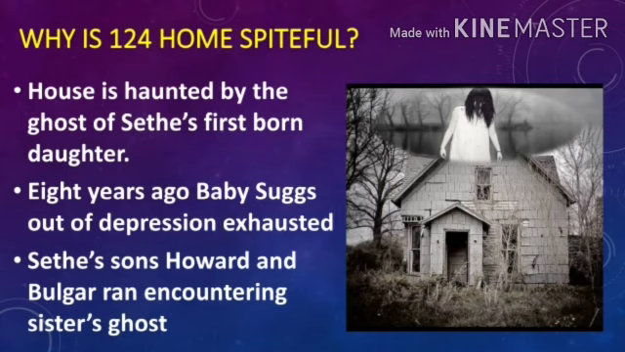Eight years ago, Sethe's mother-in-law, Baby Suggs, also lived with them in the house at 124 Bluestone Road. Baby Suggs sank into deep depression, exhausted by the life of slavery. Her death came after a while. Sethe's sons, Howard and Buglar, both ran away from 124 following encounters with their dead sister's ghost. That's why 124 was spiteful.